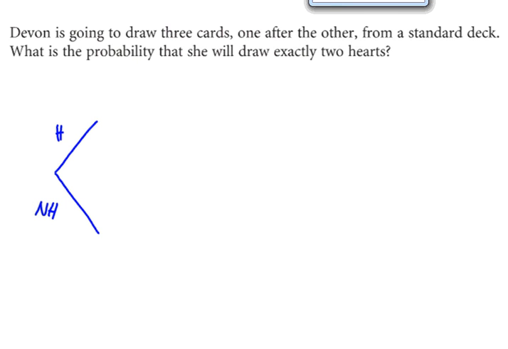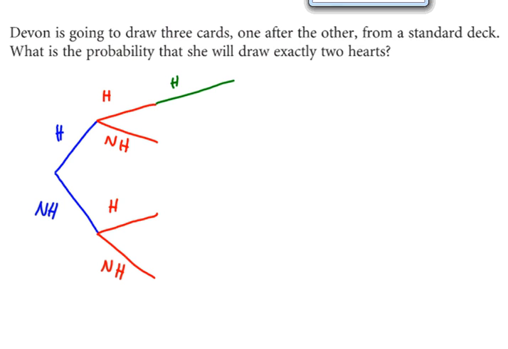When she draws her second card, she will either draw a heart or not a heart. And of course we have to represent that off of both outcomes from the first card. And then we have her drawing a third card, and we have to decide, is she going to draw a heart or not a heart? And we have to represent this on each outcome from the second card.